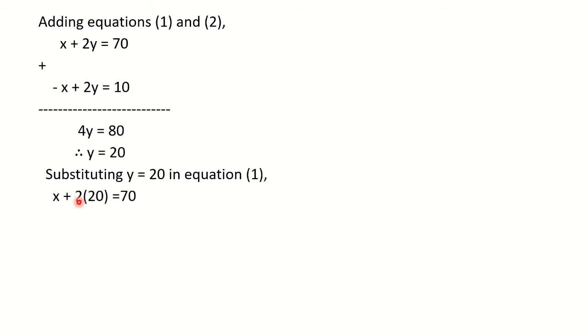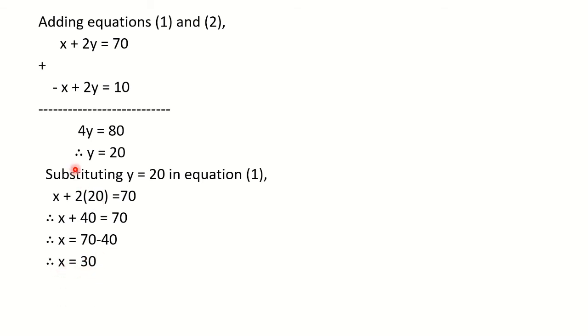So 20 into 2 is 40. So the next step is what? Therefore, x plus 40 is equal to 70. Then shift this 40 to RHS, so that we will get the value of x as 30. So x is equal to 30.